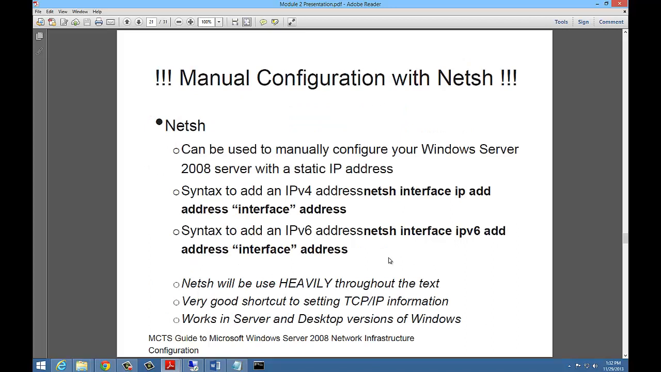NETSH, this is a command you'll be using a lot in the labs, and you'll also see it in the quizzes as well. NETSH can be used to manually configure Windows Server 2008 with a static IP address. So you can use that to assign a static IP address instead of using the GUI to do it. And you can also use it to repair a TCP/IP protocol as well, which I've used many times in a network server situation when sometimes TCP/IP gets damaged.